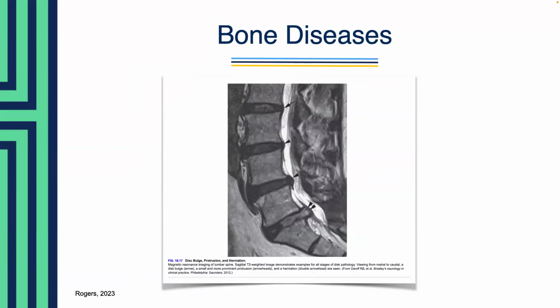Next, we're going to go into some bone diseases, starting with degenerative disc disease. We know it is a condition where the intervertebral discs of the spine gradually deteriorate over time. The pathophysiology involves the loss of proteoglycans and water content in the nucleus pulposus, and that leads to desiccation and reduced disc height. Now, the annulus fibrosus also weakens, increasing susceptibility to tears and herniations.